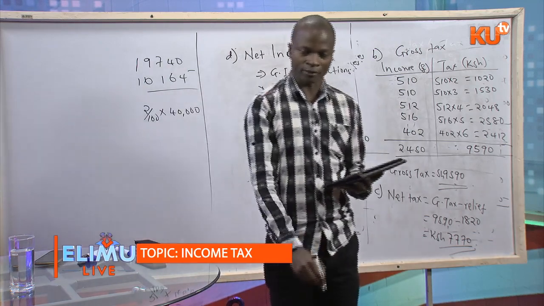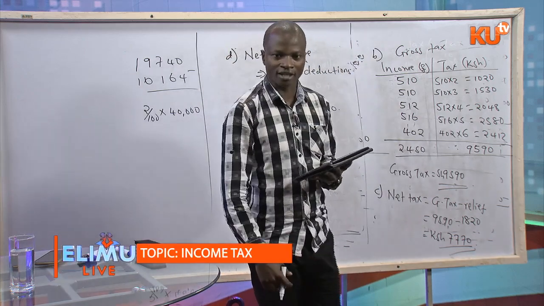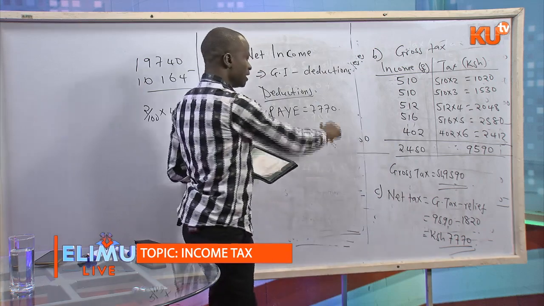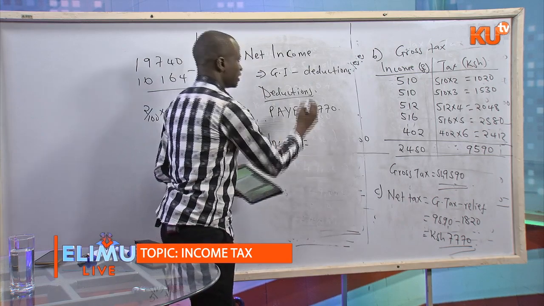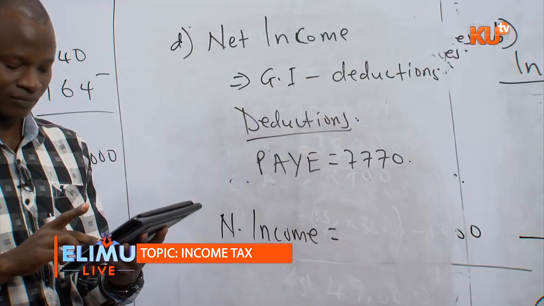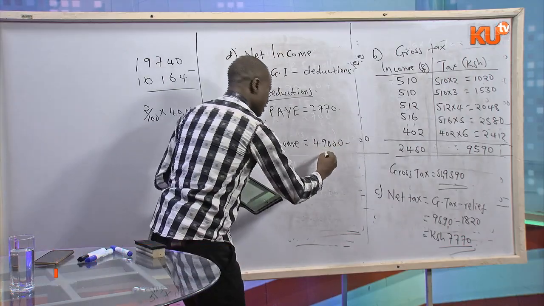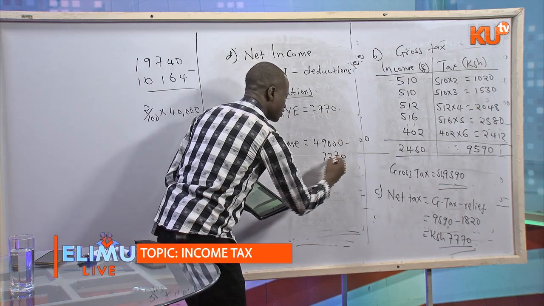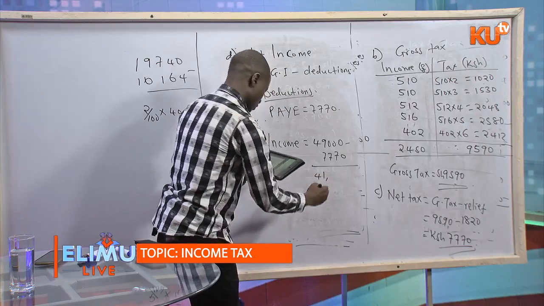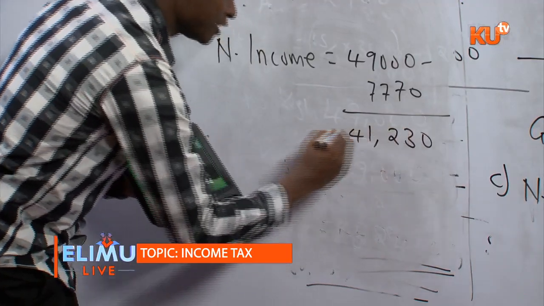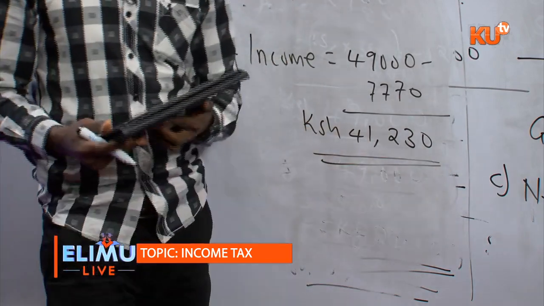Nothing. So in this case, because they have not told us about NHIF, NSSF and other deductions, the only deduction is payee. Therefore, her net income will be the gross income in Kenyan shillings, which was 49,000 minus 7,770. If you subtract this, what do you get? 41,230 Kenyan shillings.